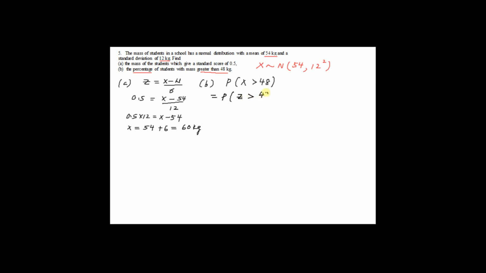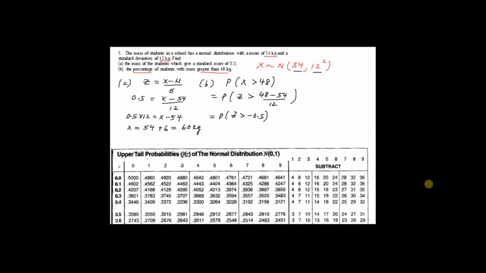You use the original x value minus the mean. In this case it will be minus 54, divided by the standard deviation, which is 12. So you have probability z more than negative 0.5. Now you're going to bring up your standard normal distribution table. This is part of the standard normal distribution table. We have to find the probability where the z-score is more than negative 0.5.